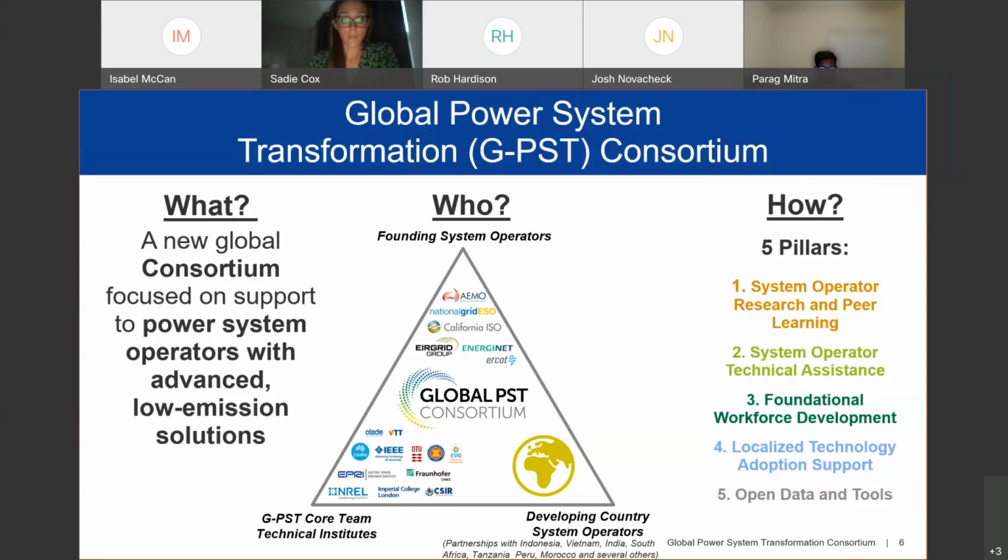Pillar 3 is coordinated by Imperial College in London, and it's focused on improving and applying cutting-edge educational materials and courses at the university level, as well as upskilling the current system operator workforce with continuing education. Pillar 4 is coordinated by IEEE and is focused on supporting countries on technology standards, certification, and testing, and really localizing technologies to very unique contexts. And then finally, Pillar 5 is coordinated by VTT in Finland and is focused on improving and disseminating best-in-class open tools and data to support system operators with various types of key analyses to enable grid integration and providing technical assistance to system operators to apply these tools in very specific contexts.